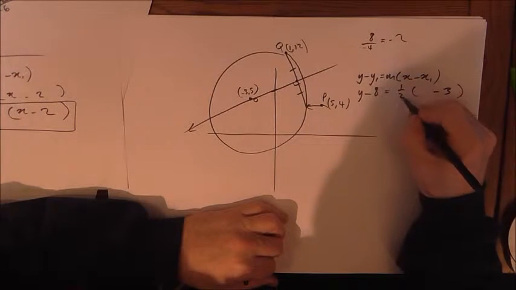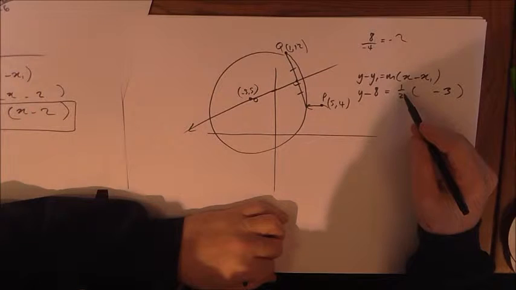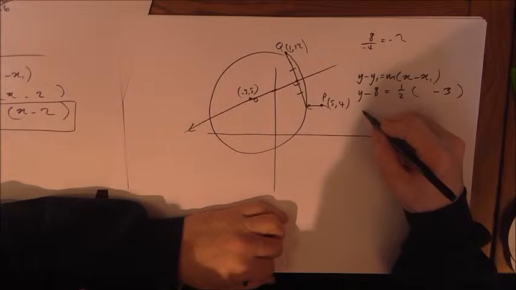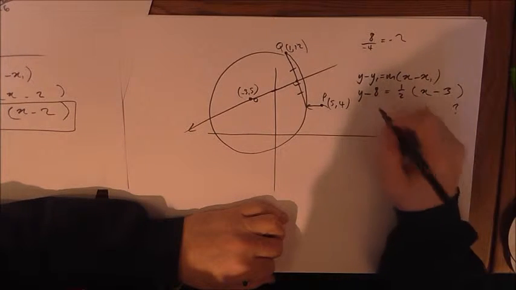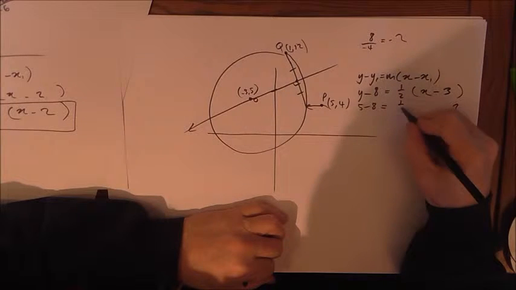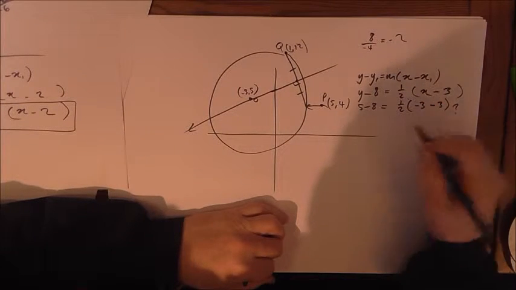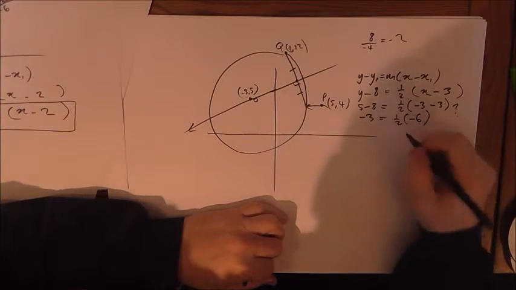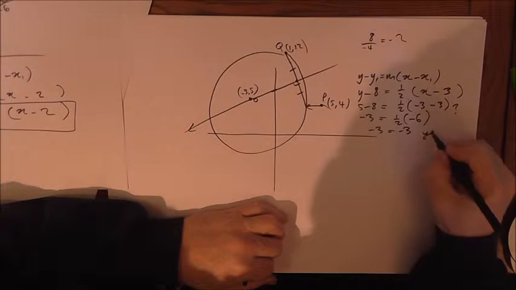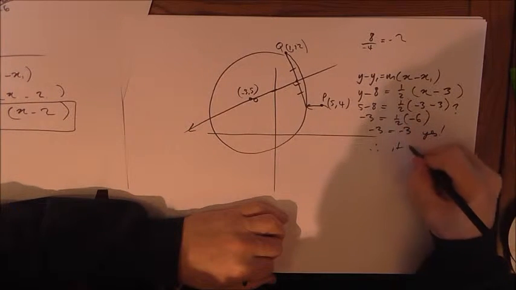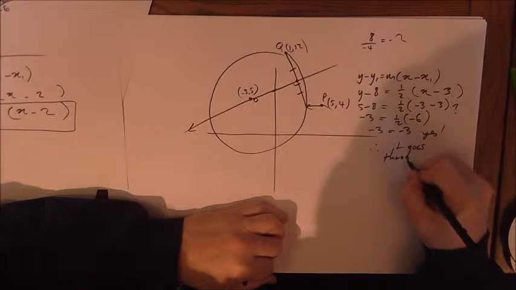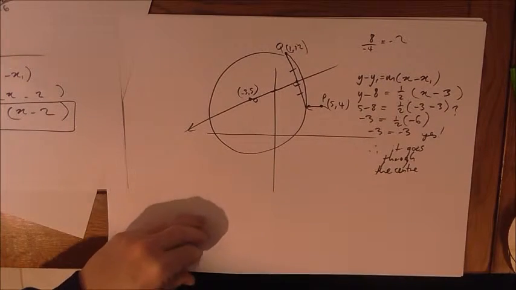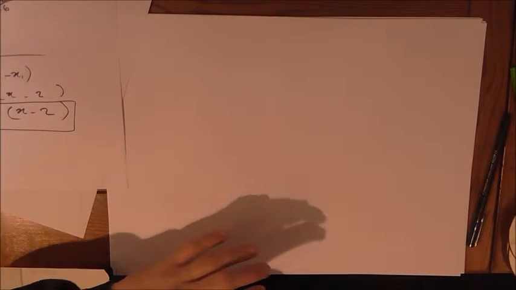But our gradient is a half because we want what's perpendicular to it. In other words, we want the negative reciprocal. So that's the equation there. Now, the question is, is that true if I put a 5 where y is and a negative 3 where x is? So that's that question, example number 5.